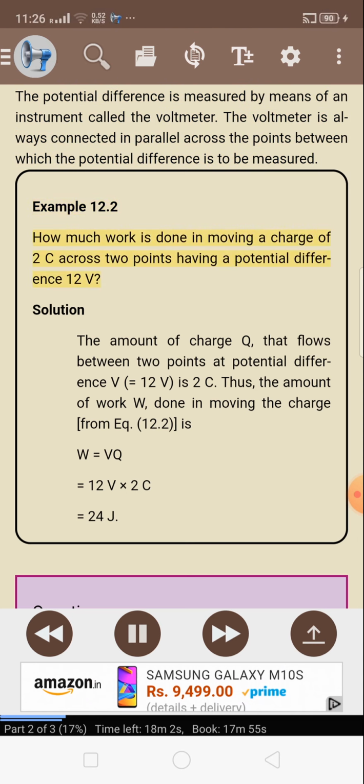Example 12.2. How much work is done in moving a charge of 2 C across 2 points having a potential difference of 12 volts? Solution. The amount of charge Q that flows between 2 points of potential difference V equals 12 volts is 2 C. Thus, the amount of work W done in moving the charge from Eq. 12.2 is W equals VQ equals 12 volts times 2 C equals 24 J.